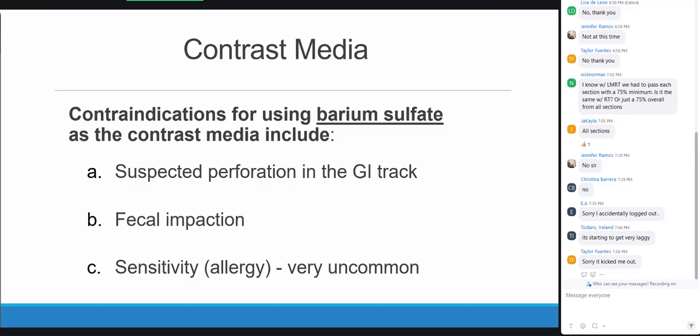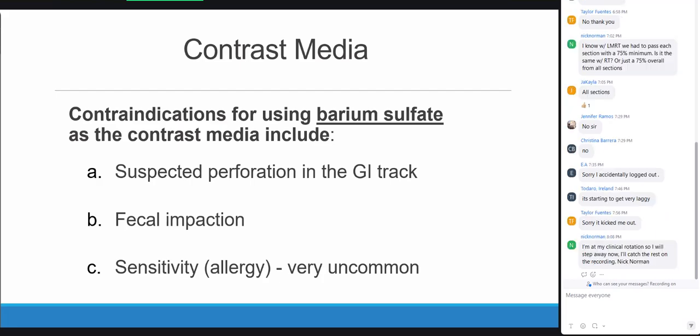Contraindications for using the barium sulfate. If we suspect a perforation in the GI tract, if there's fecal impaction or a sensitivity to barium sulfate. Very uncommon, but it does happen. Fecal impaction, even though we're using barium, especially if we're going in rectally, gravity is pulling that barium down into the patient. The force of that hitting an impaction could cause a breach.